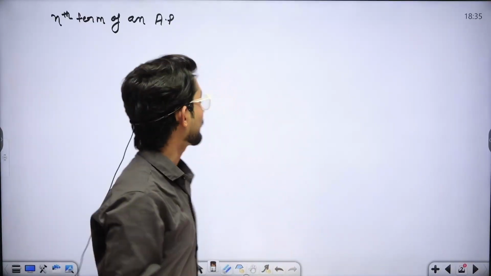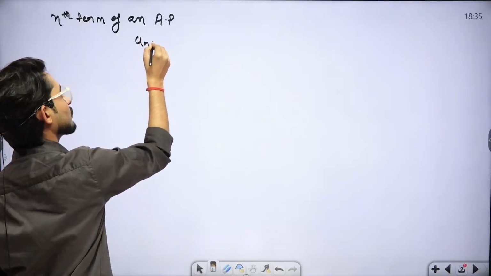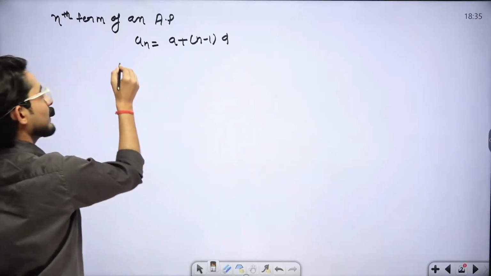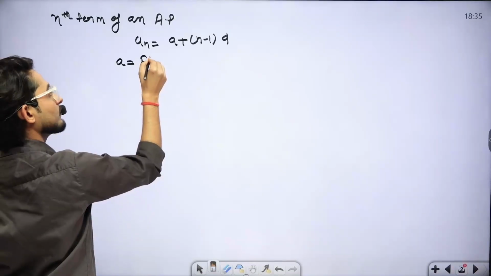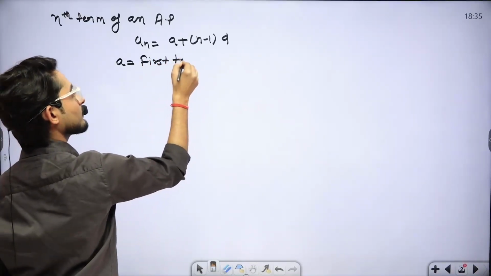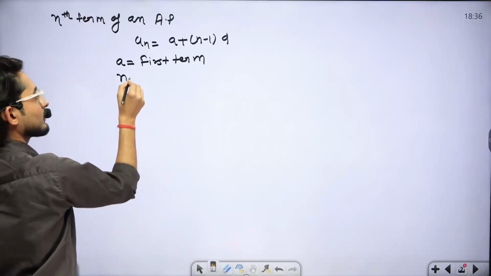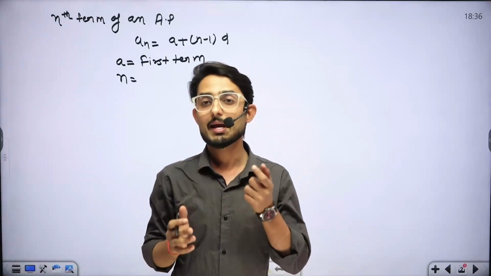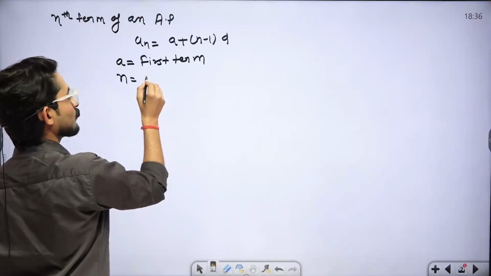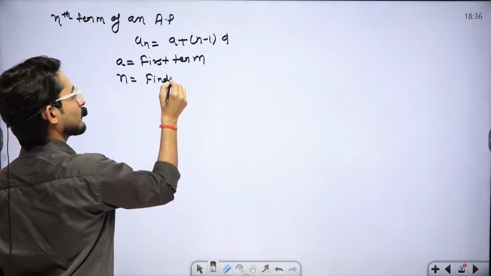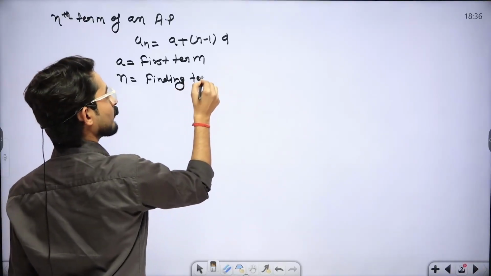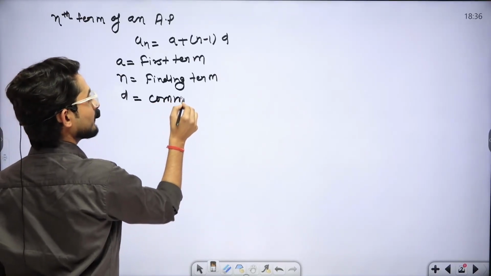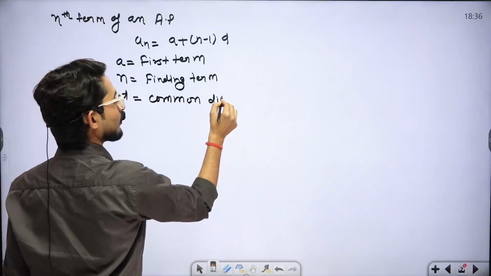There is a formula, and the formula is given as an equals a plus n minus 1 into d, where a equals the first term, n equals the term which you want to find. It means if you have an AP and you want to find the 11th term, then n equals 11. And d equals the common difference. What is the common difference? The difference between two consecutive terms is known as the common difference.